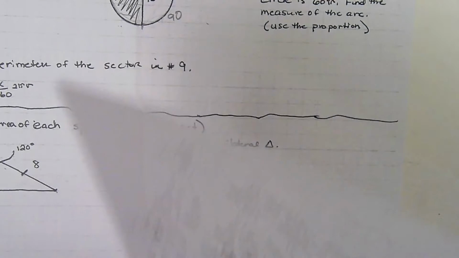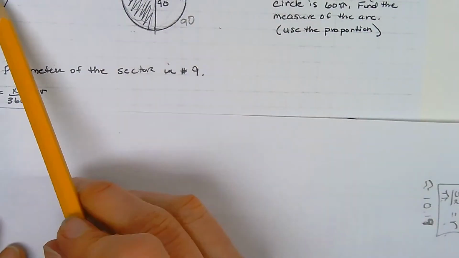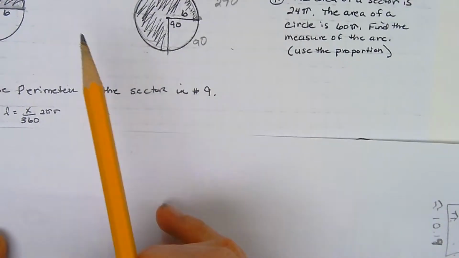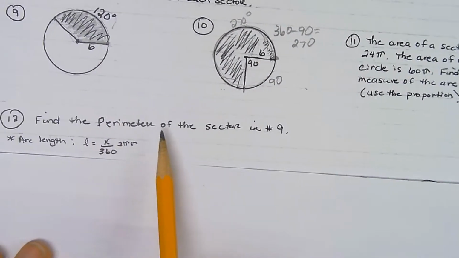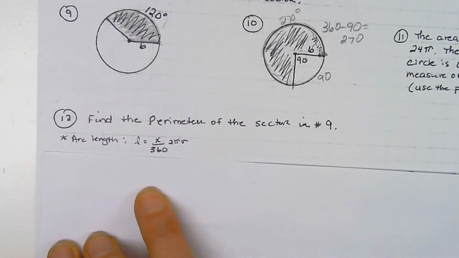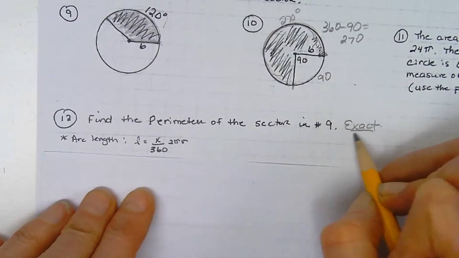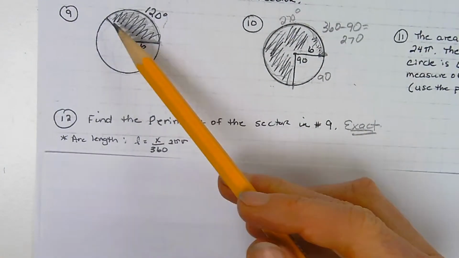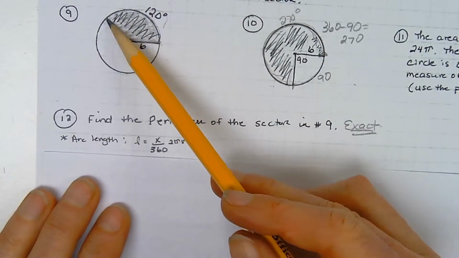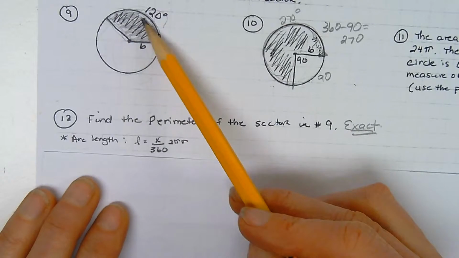Number 12. Find the perimeter of the sector in number 9. So we're going to find the perimeter of the sector. If it doesn't say, let's just go ahead and find the exact. We have to find the arc length, and then we can add it to this radius here and this radius here. So we're going to find the distance around this whole sector.